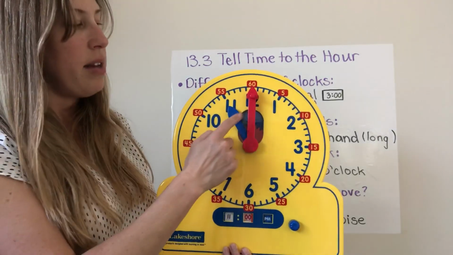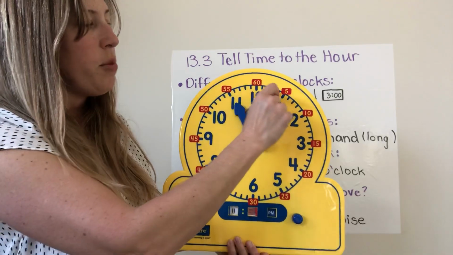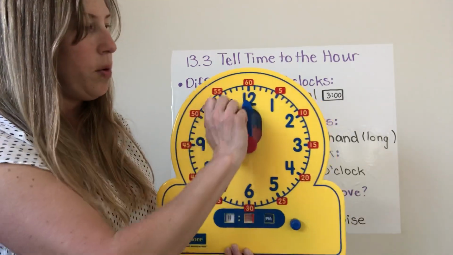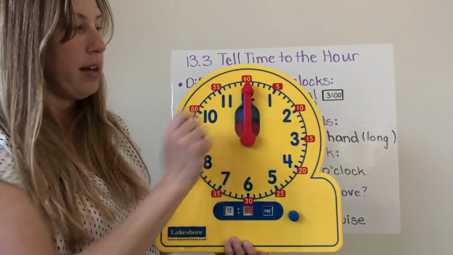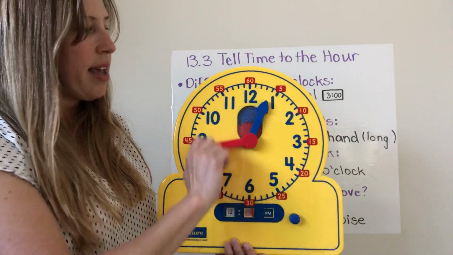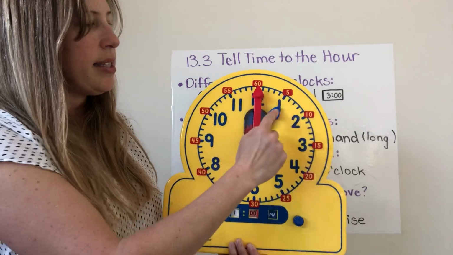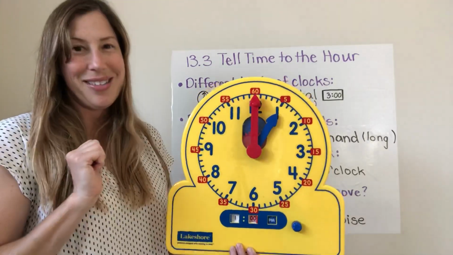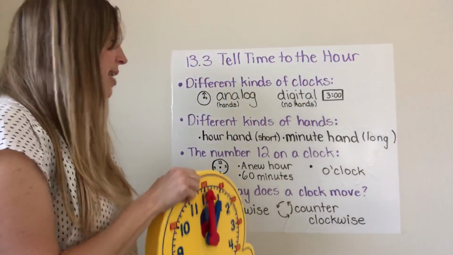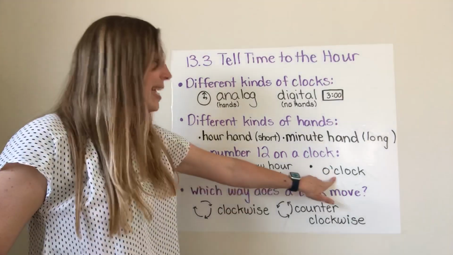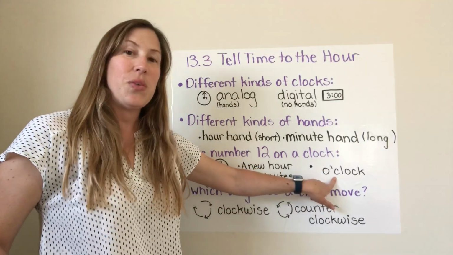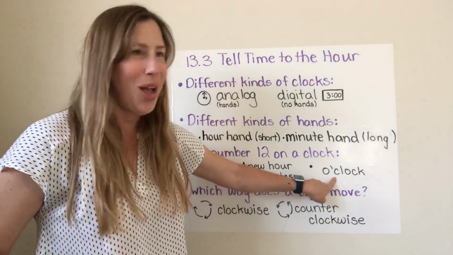So it's 11 o'clock. If I move my minute hand around one whole hour, it's now 12 o'clock. I can move it again. It is now 1 o'clock. Every time the minute hand gets to the 12, it means that 60 minutes have passed and it's a new hour. So you say the number plus o'clock.